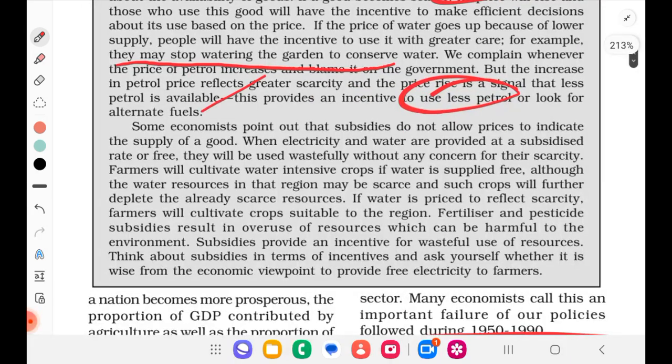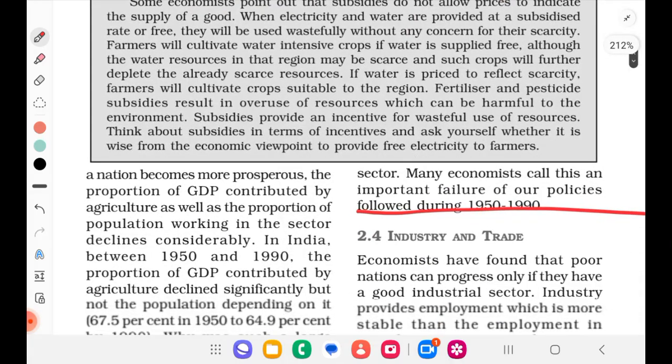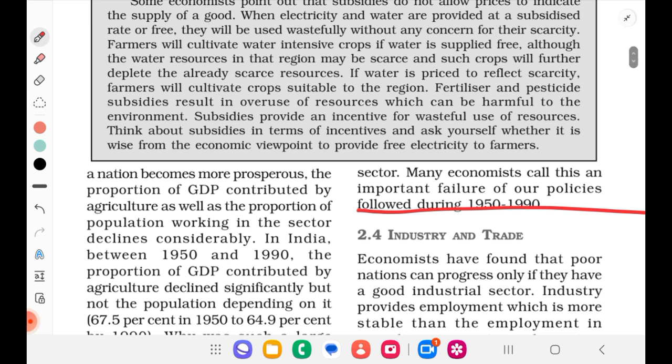Some economists point out that subsidies do not allow prices to indicate the supply of a good. When electricity and water are provided at a subsidized rate or free, they will be used wastefully without any concern for their scarcity. Farmers will cultivate water-intensive crops if water is supplied free. Although the water resource in that region may be scarce, such crops will further deplete the already scarce resource. If water is priced to reflect scarcity, farmers will cultivate crops suitable to the region.